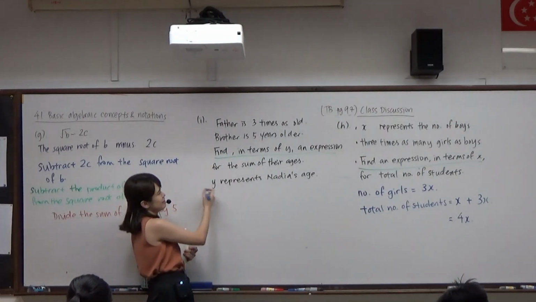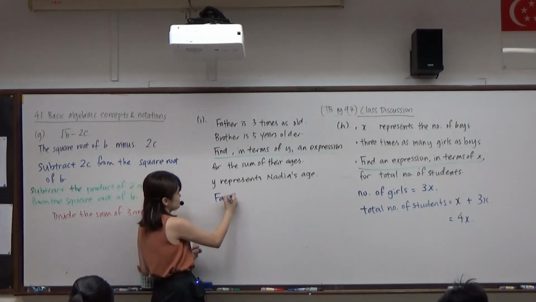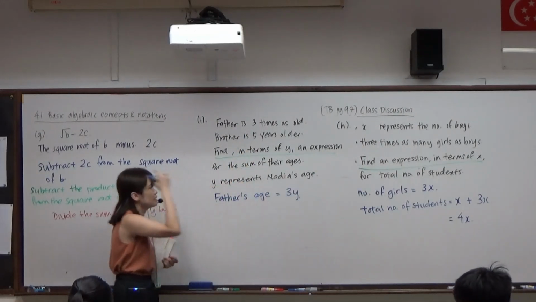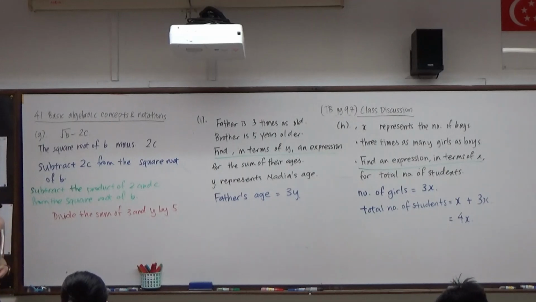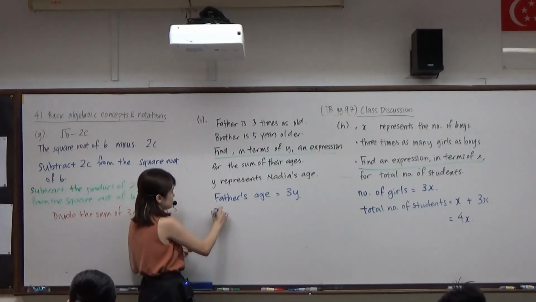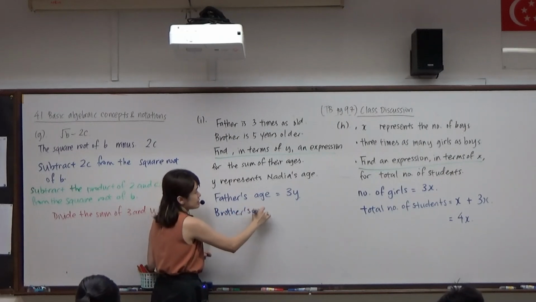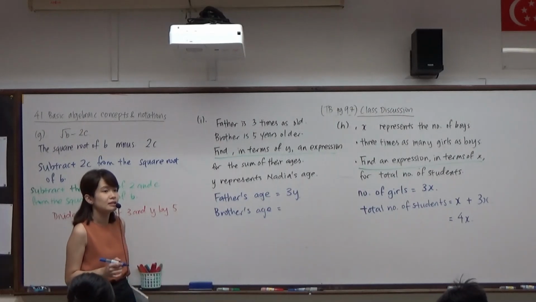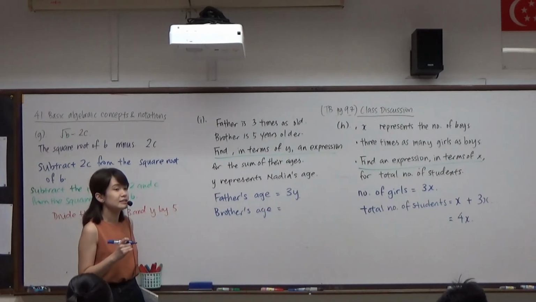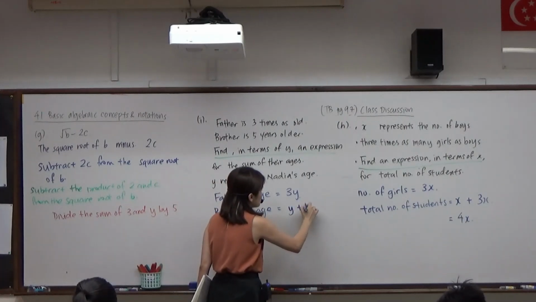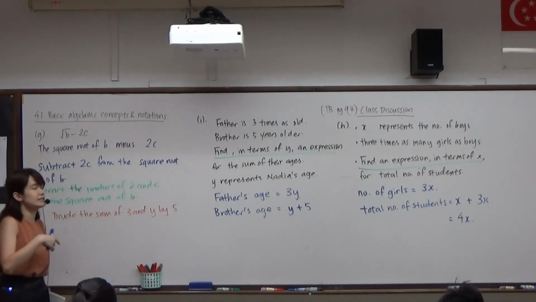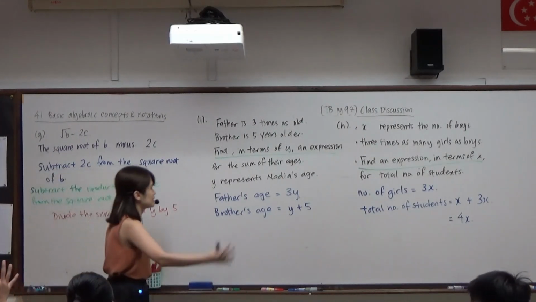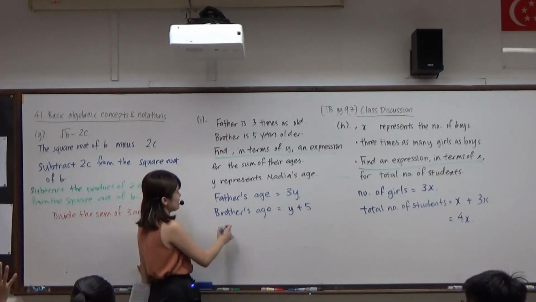How old is the father? Father's age. Evan says that it is 3y because 3 times of Nadia's age. Trina, can you tell me how old is the brother? y plus 5. So 5 years older means we add 5 years to the brother's age. Now in total, what will we be getting there? Zayden, come back and tell me what is the total sum of their ages.